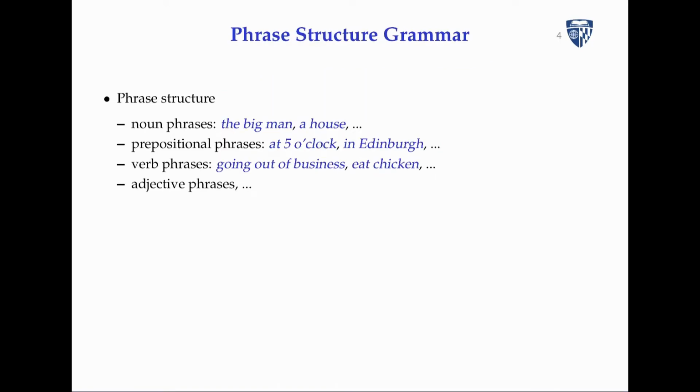So another way to look at language is phrase structure grammar. This introduces ideas like noun phrases, which I already just mentioned. Here's another one, the big man, a house. So in the previous sentence it was I and the interesting lecture. Prepositional phrases, which are essentially noun phrases with a preposition stuck in front of it. Then there are verb phrases. That's a maybe somewhat English-centric concept of a verb and its arguments, but not its subject. Then there are adjective phrases and other kinds of phrases.